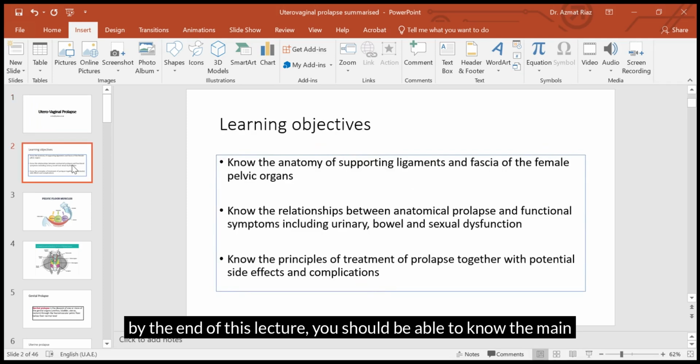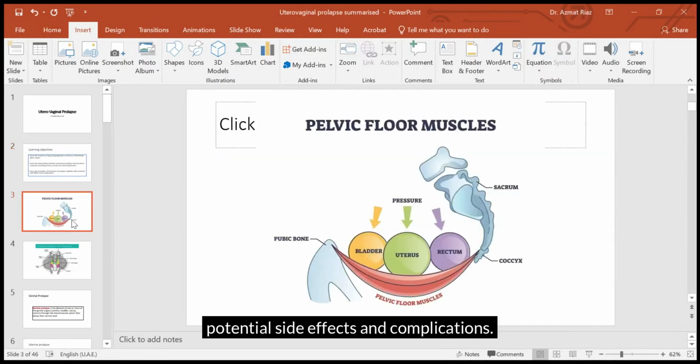By the end of this lecture, you should be able to know the main basics of anatomy of the pelvis, and especially the supporting ligaments and fascia for the pelvic organs in the female pelvis. Know the relationship between anatomical prolapse and functional symptoms, including urinary, bowel and sexual dysfunction. Know the principles of treatment of prolapse together with potential side effects and complications.